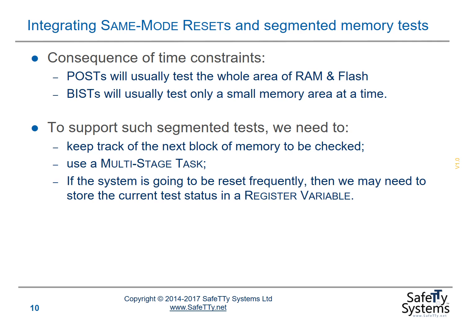To support such segmented tests, we need to keep track of the next block of memory to be checked, and use some form of multi-stage task. If the system is going to be reset frequently, then we may need to store the current test status in a register variable so that the information about the next memory area to be checked is available after each reset. Note that the use of segmented memory tests is common even where we don't perform periodic same-mode resets.